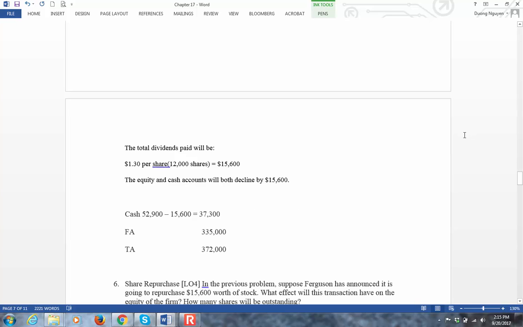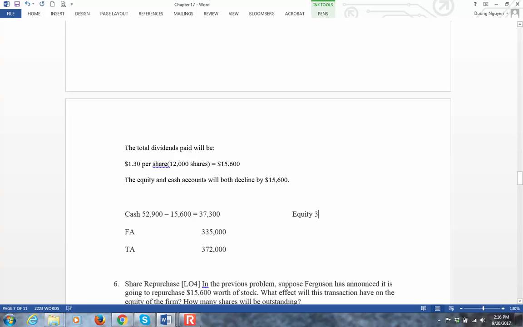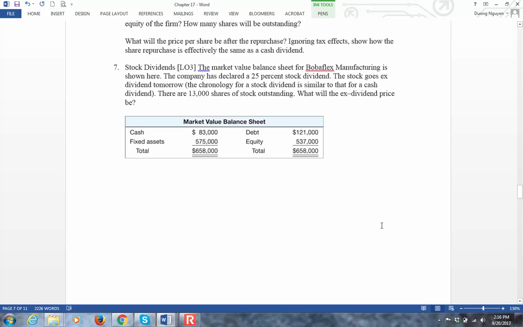On the right hand side, the equity will decrease by the same amount, 15,600. So you have 387,900 minus 15,600, which is equal to $372,300. Okay, both equity and cash are reduced by the same amount. Alright, okay, so that is chapter 17. Any questions, let me know. Thank you.